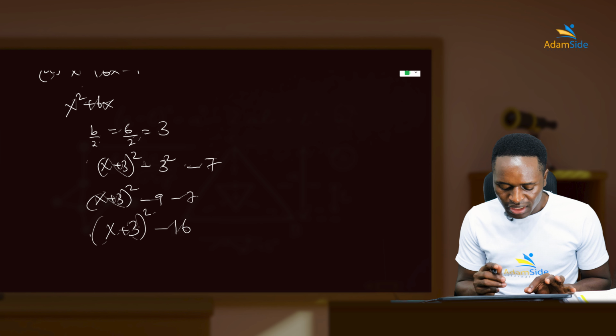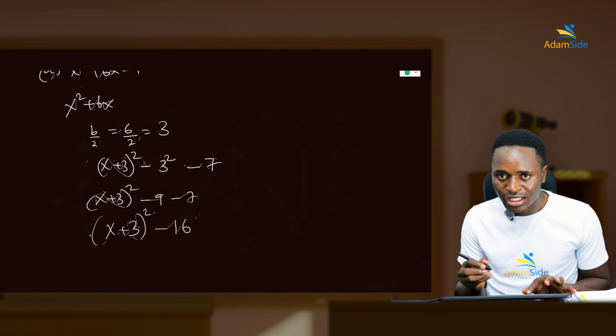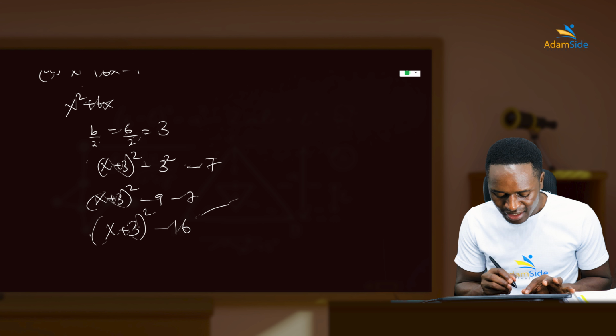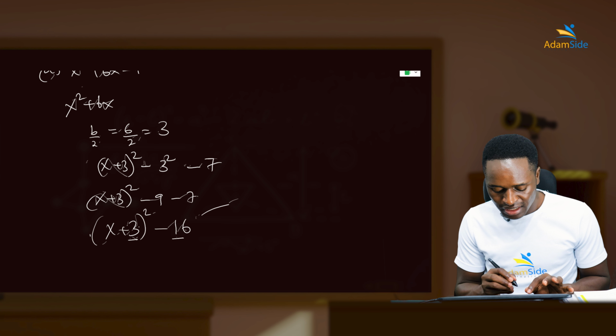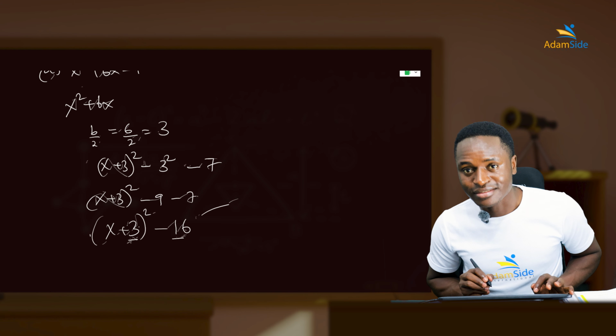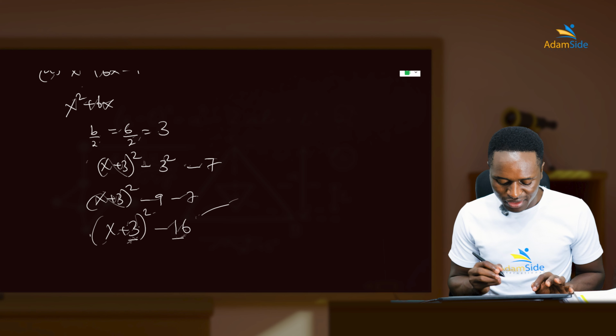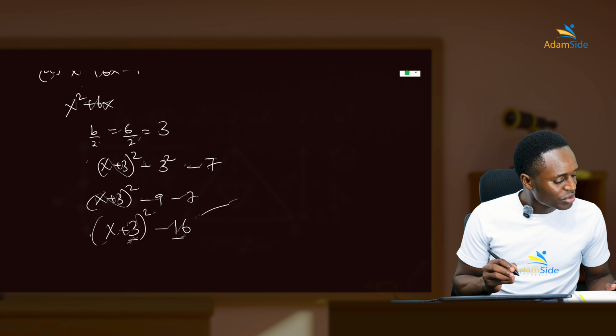If you go into quadratics, or when you learn about parabolas, you'll understand that the 3, which here will be negative 3, and the negative 16 are the vertex of a parabola, where the parabola turns. Okay, the turning point. Now, when you get this, what does the question say?